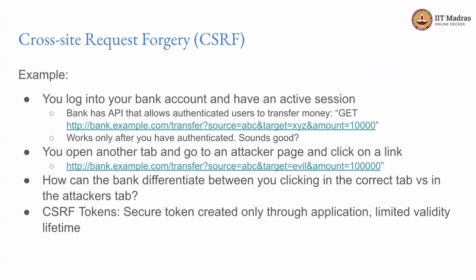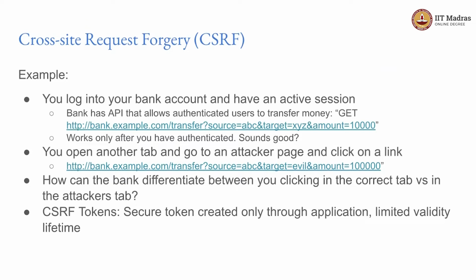Anyway, be that as it may, if the bank has an API, and let's say that the API looks something like this, it essentially has a URL, bank.example.com/transfer, and within the request, it has source equal to ABC, target equal to XYZ, amount equal to something. It could be a GET request, it could be a POST request, right? It doesn't really have to be GET request alone. And in principle, what happens is that this works only after you have authenticated. So that sounds good. In other words, the API will only work if you have successfully authenticated. So it checks your cookies, authentication, and so on. So that's fine. From the bank side, they have done their homework. They're doing the right thing.